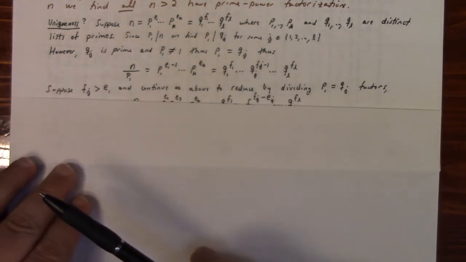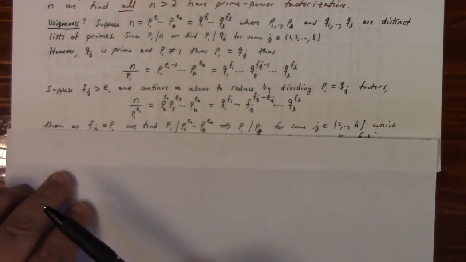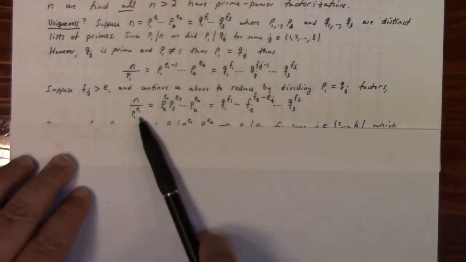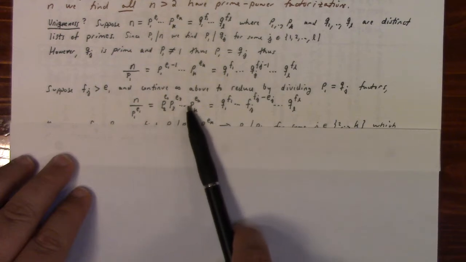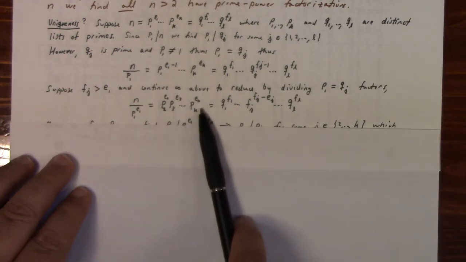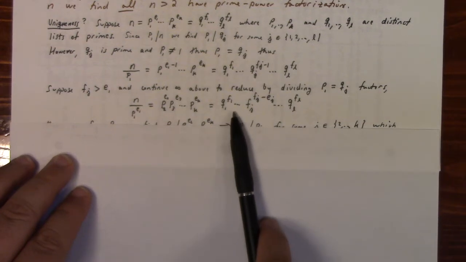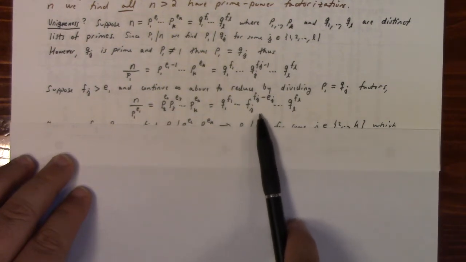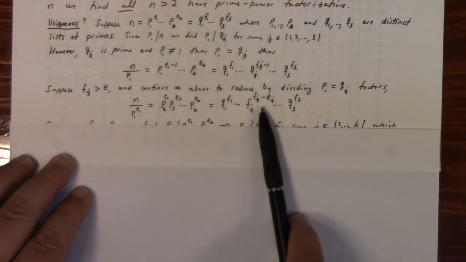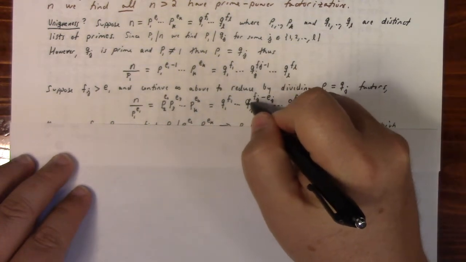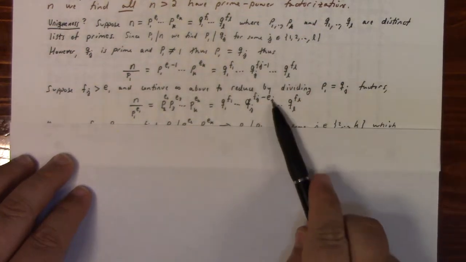But we can repeat this process, right? And we can basically divide out by the power of p1 to the e1. And so remove p1 from the list of primes on the left-hand side. And on the right-hand side, we'd have qj, that's supposed to be qj, my bad, qj raised to the fj minus ej power, right?